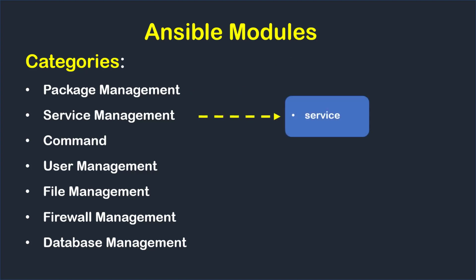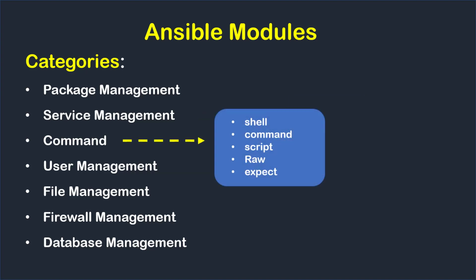So for service management, we have the service module. Now this is a module that ensures that a service is either running or stopped. All right. Now we also have command modules. Now these are modules that execute specific commands or scripts on target nodes. So we have the shell module, we have command module, we have script, raw, and expect.